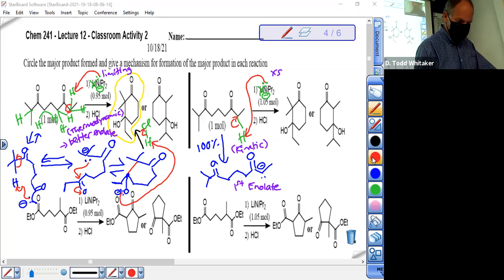And then you do this step here, the attacking step. No equilibrium. Step 1's over. The attacking step is now. And you make the thing that looks a lot like the second product.